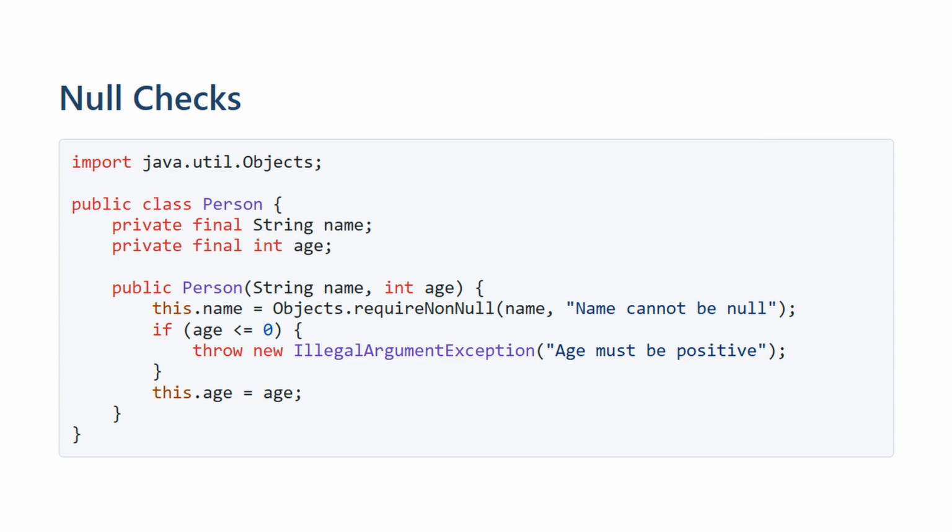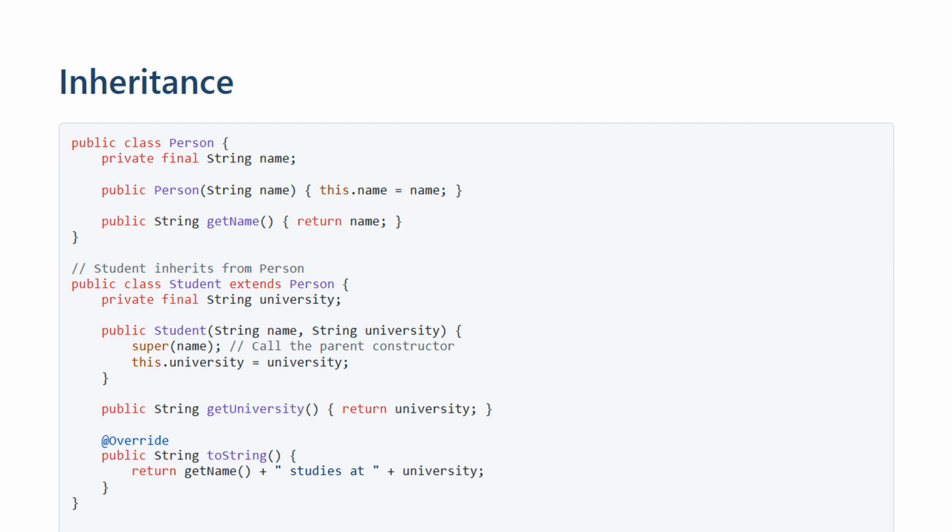Now, let's look at a quick way to enforce non-null values in your constructors. Java provides a utility method called Objects.requireNonNull. Here's how you can use it. Objects.requireNonNull checks the value and throws a NullPointerException with your custom message if the argument is null. This makes your constructor cleaner and avoids manual if checks. You can also use it in setters or any method where you need to guarantee a non-null argument. The key takeaway: validate early, fail fast, and keep your code readable.